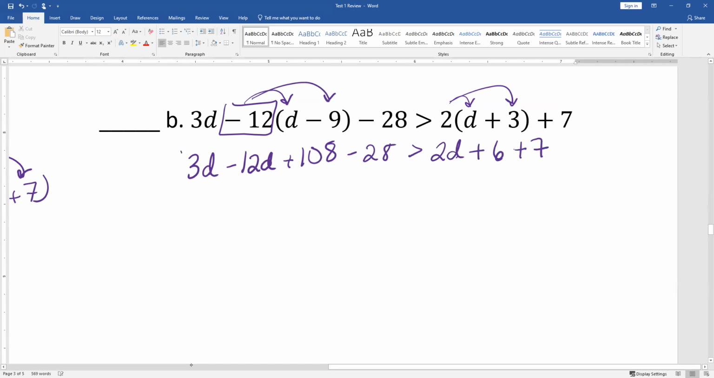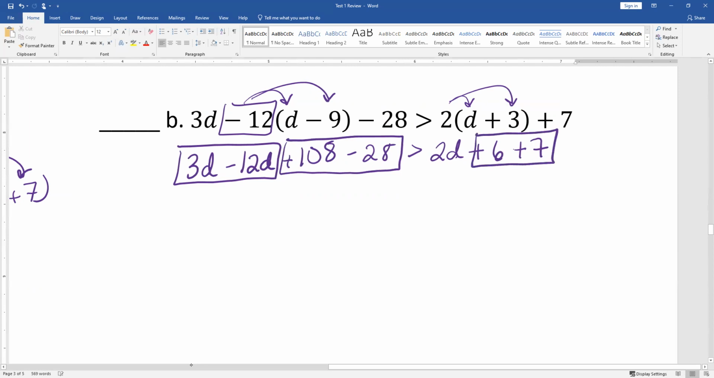So next step, combine like terms. We can combine 3D plus 12D, and we can combine 108 minus 28, and we can combine the 6 and 7. When we do that, we end up with negative 9D plus 80, which is greater than 2D plus 13.